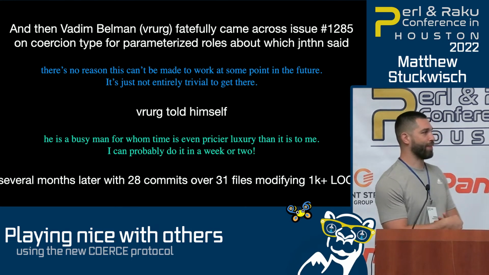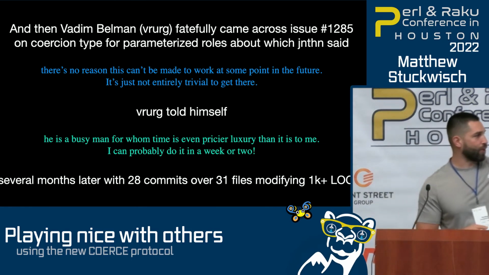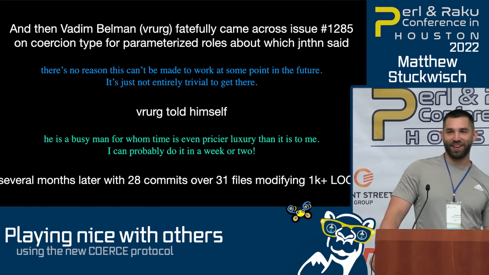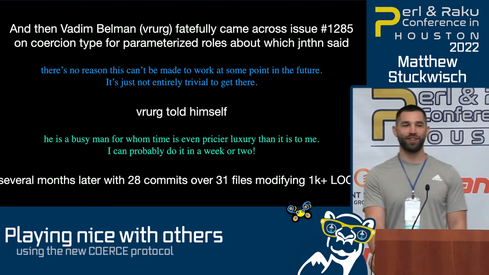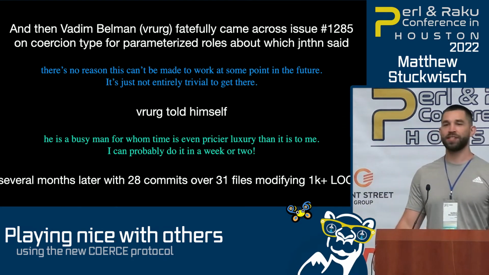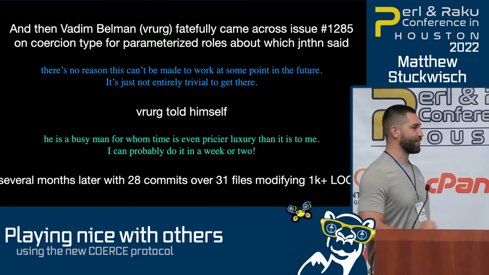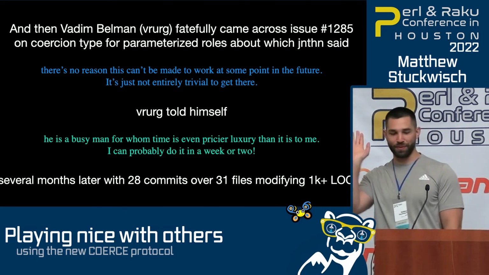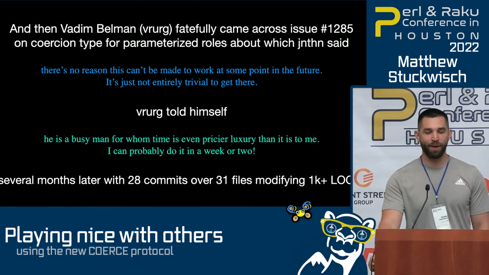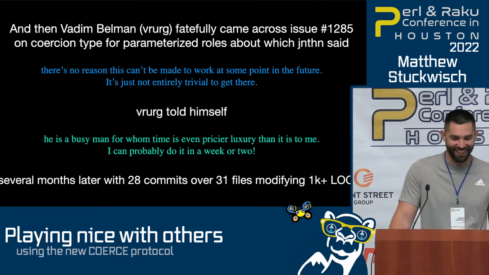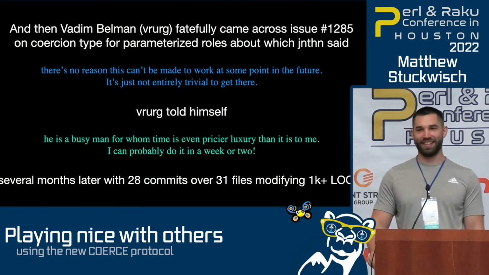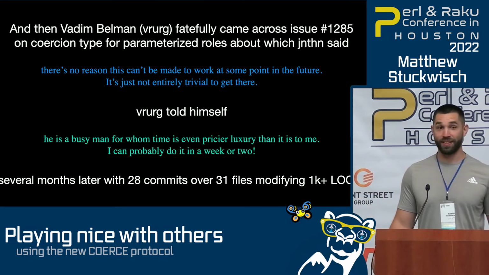So what happened then? VRorg, I don't know how we pronounce usernames, faithfully came across issue number 1285 on coercion type for parameterized roles, about which Jonathan said, "There's no reason this can't be made to work at some point in the future. It's just not entirely trivial to get there." To which Vadim responded to himself, apparently, "He is a busy man for whom time is even pricier luxury than it is to me. I can probably do it in a week or two." Several months later, 28 commits, 31 files modified, modifying over 1,000 lines of code. We are where we are today.